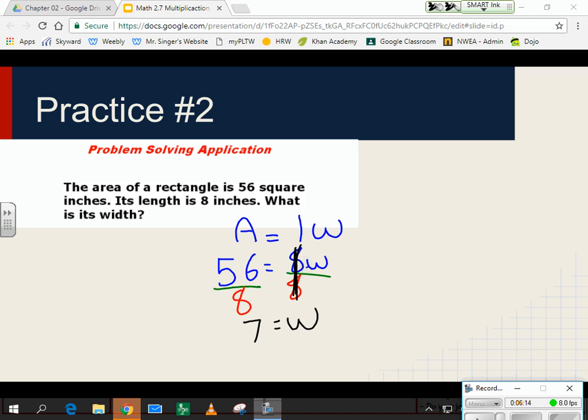Okay, so what's the width? W equals 7, or width equals 7 inches. So again, you probably looked at it and said, well, I can just divide 8 into 56. And that is correct, but this is showing you how it should be written out properly. Make sure you have this written down before moving on so you have a good example for practice 2.